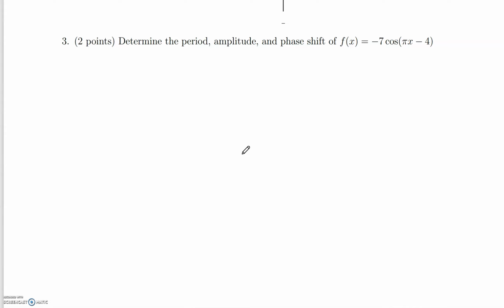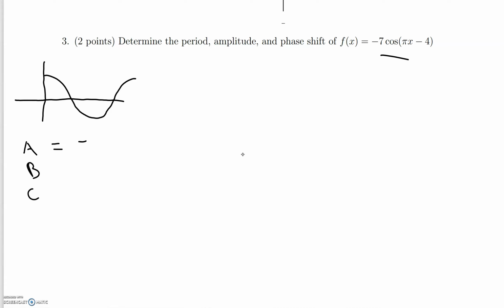Okay. So it's cosine. Recall that the cosine graph looks like that, okay? So we're going to do some translation or transformation of this cosine graph. But anyway, I always start off by writing down what A, B, and C are. So A in this case is -7, B is pi, and C is -4.